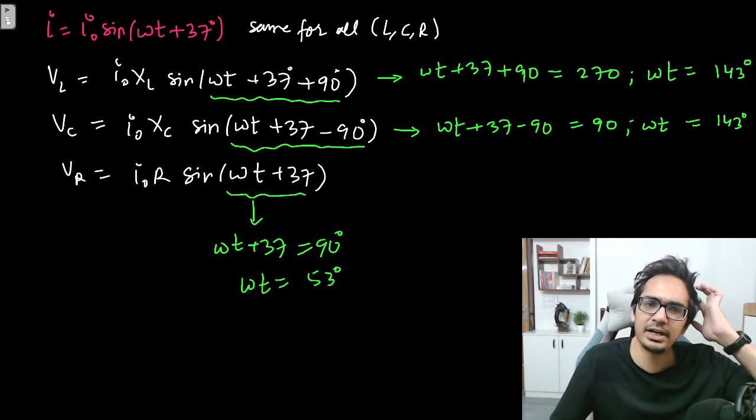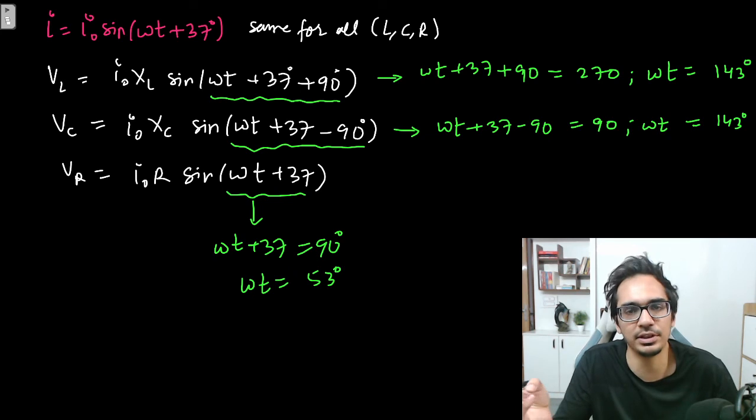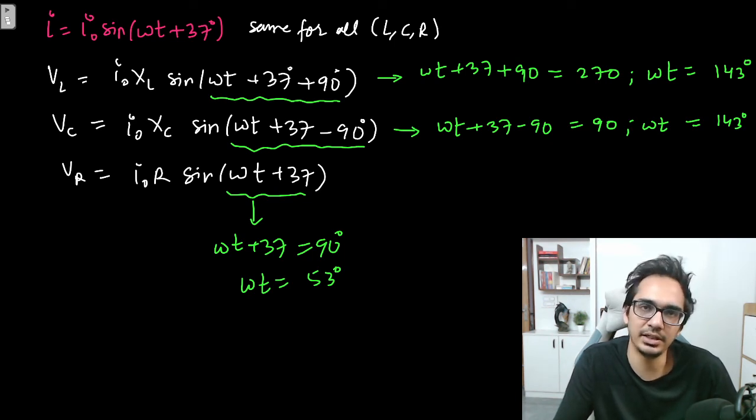In the first case, why did we not equate with 90 degree? If we equated the angle with 90 degree, omega t would become negative, but omega t cannot be negative because omega is positive and t is also positive. So the next best case was 270 degree. Okay. In the second case, 90 was possible, omega t is 143 degree. In the third case also 90 degree is possible, so omega t is 53 degree.